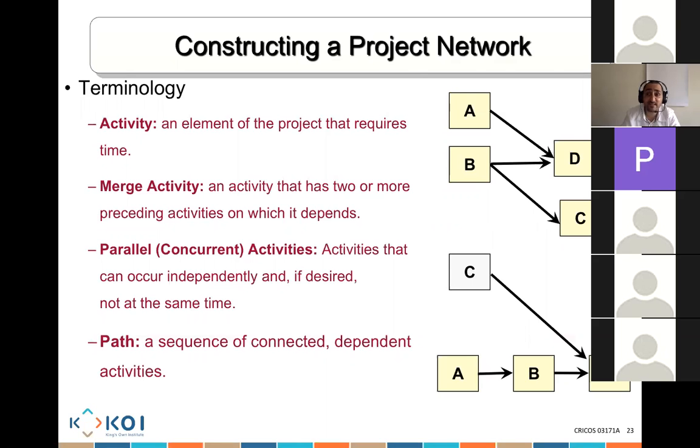Excuse me, sir. Yes. Sir, in parallel activities, the sentence says if desired, not at the same time. Yeah. So let's say, for example, you want to clean the house and you want to cook. You can clean the house and cook maybe at the same time. But you don't have to clean the house and cook at the same time. If you choose to do them at the same time, that's fine. But that doesn't mean you have to start them at the same time. All right, sir. Does that make sense? Yes, sir. Okay. Any other questions?